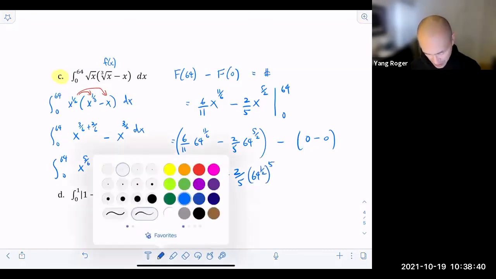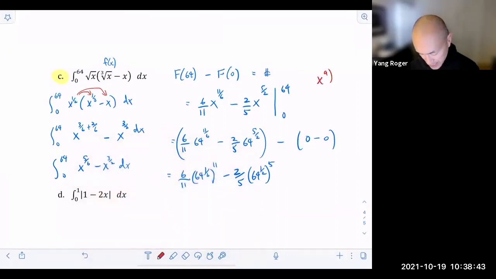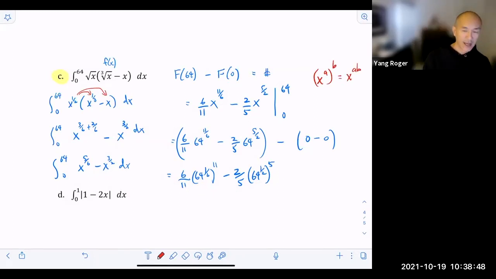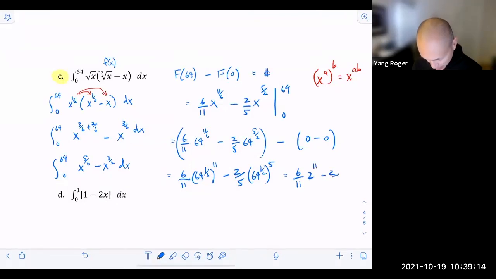So the idea here is that if you have x to the a to the b, that's the same thing as x to the a times b. So I like to do the denominator first because it's easier for me to find the 6th root of 64. So does anyone know what the 6th root of 64 is? That's a 2. So this would be equal to 6/11 times 2 to the 11 minus 2/5. You guys know what the square root of 64 is? That's 8. So this will be 8 to the 5th.